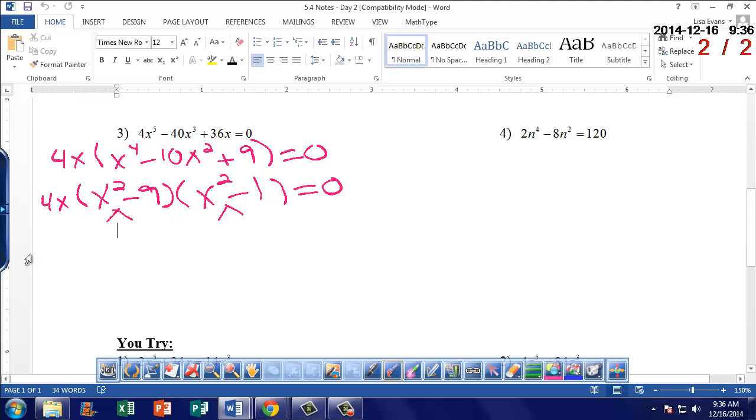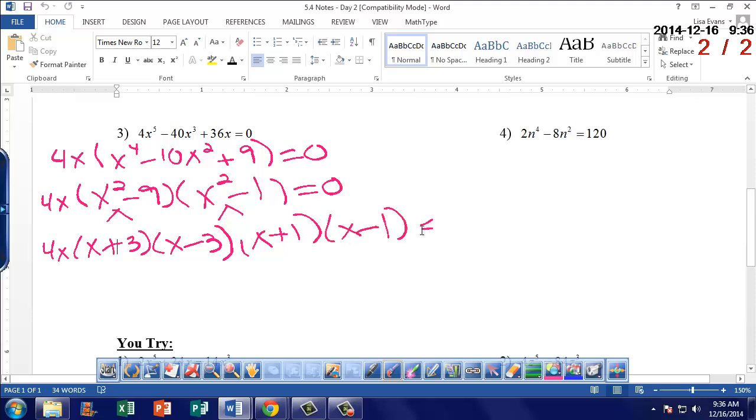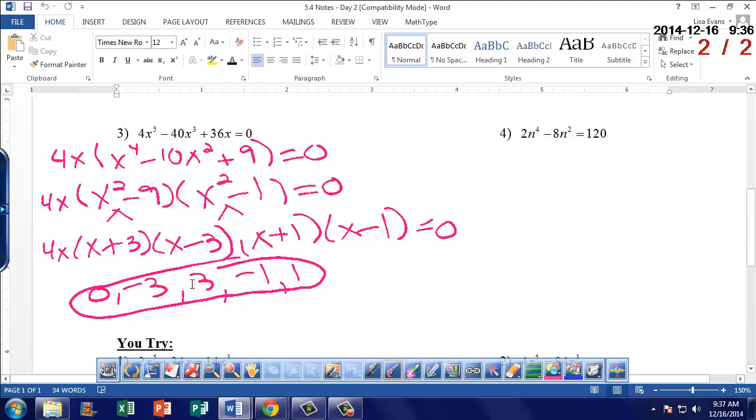This one we can factor further to be an x plus 3, x minus 3. This one we can factor further to be an x plus 1 and an x minus 1. We're going to set each factor equal to 0, and we get 0, negative 3, positive 3, negative 1, positive 1. Those are all of our answers. They're all real, so they all work.